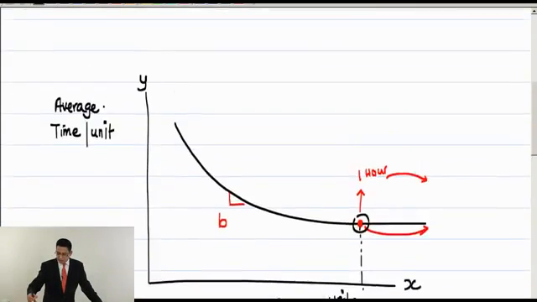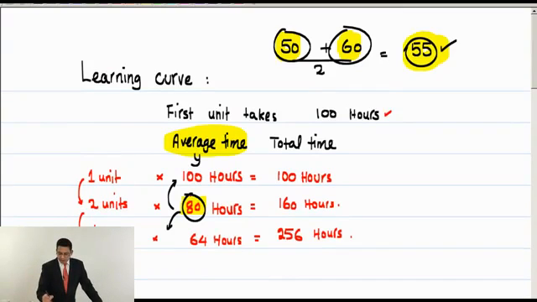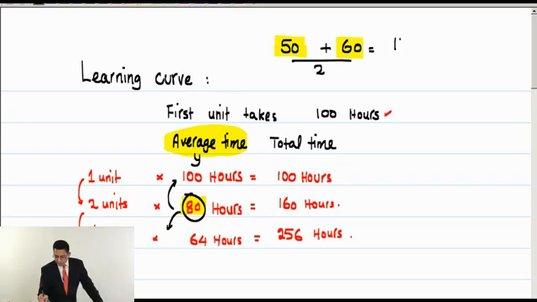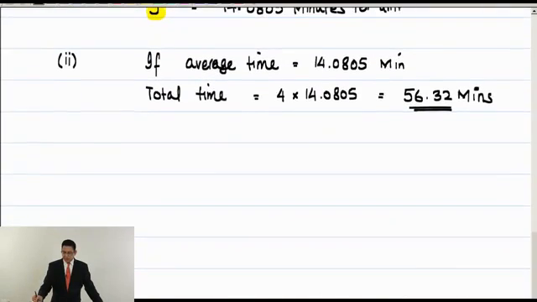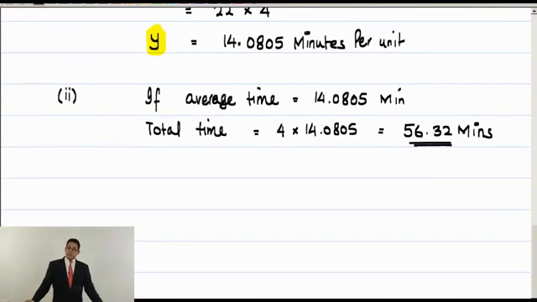If I take you back to my silly example, if somebody has got 50 marks in one paper and 60 marks in another paper, can I say total marks will be 110? Total marks will be 110, and 110 divided by two papers, average marks are 55. If average marks are 55 and there are two papers, 55 times 2 again gives us 110 total marks. Exactly the same idea is applied here. If average time was approximately 14 minutes, total time will be times 4 units.